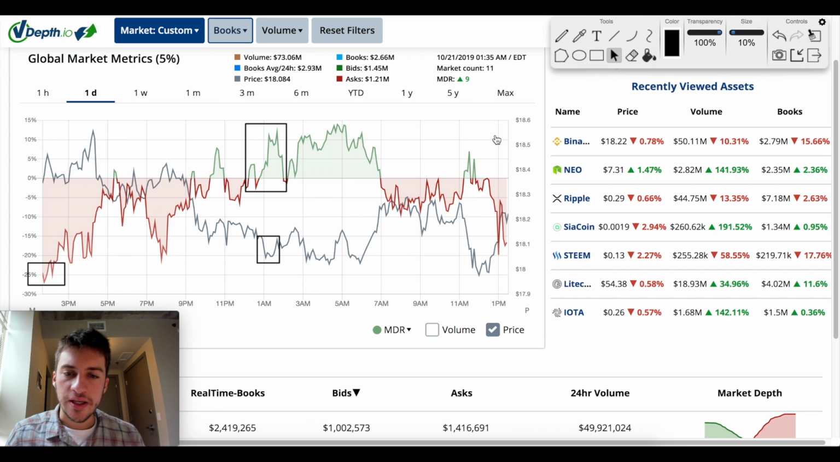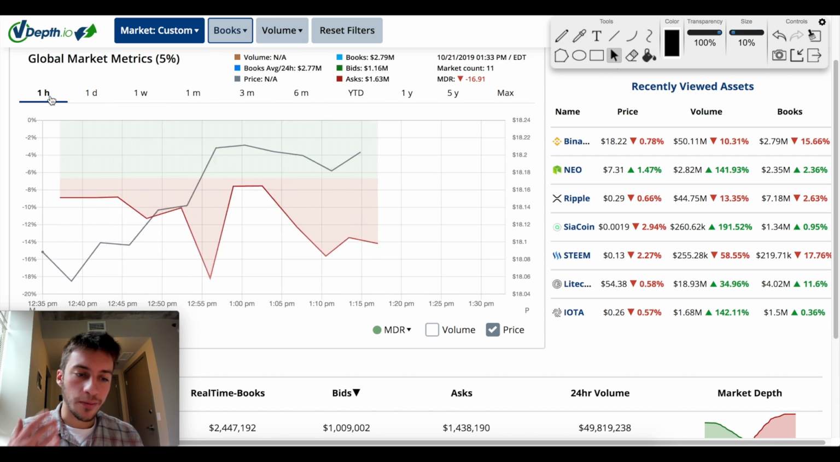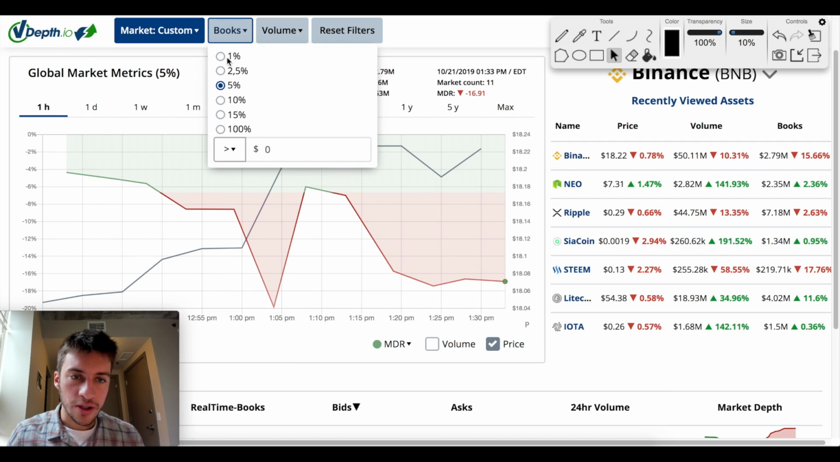And then what we end up seeing is a very, very negative MDR right here. And price does drop, BNB does drop, and then we have a negative MDR again, so I wouldn't be surprised to see BNB over the course of the next hour or two drop as well.